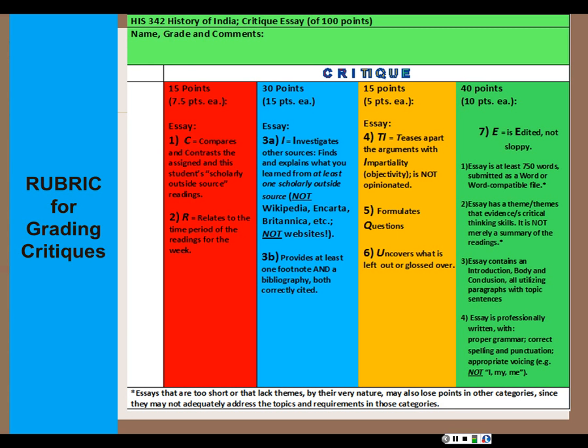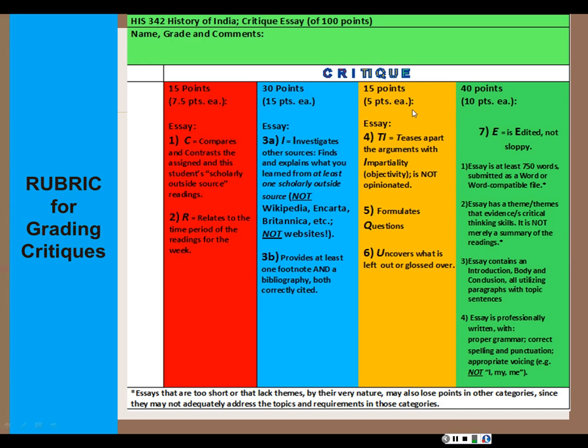And again, I don't want you using general encyclopedias for this, like Wikipedia, Encarta, Britannica, etc., or general websites. I'm going to specify what kinds of things you need and what would be included or considered a scholarly source. Again, we're going to do that more in this lecture. And then I want you to provide at least 1 footnote in each critique essay, as well as a bibliography, and I want those to be correctly cited. We're going to show you how to do that as well.